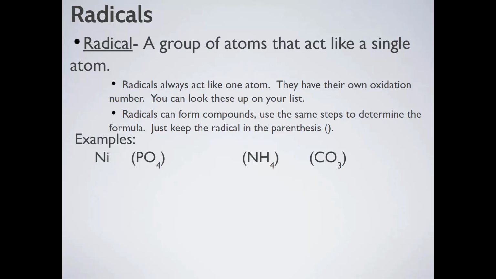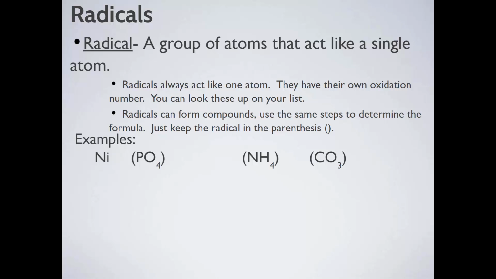All right. Now, one last thing we'll talk about today is there are a special group of atoms that kind of act together like one single element. We call them radicals. And I'm going to give you a list of them here. You'll have this list on the quiz because you need to refer to it, because these groups of atoms have their own oxidation number. And you just look it up in the list. They're not on the periodic table because they're a group of elements, not a single element.